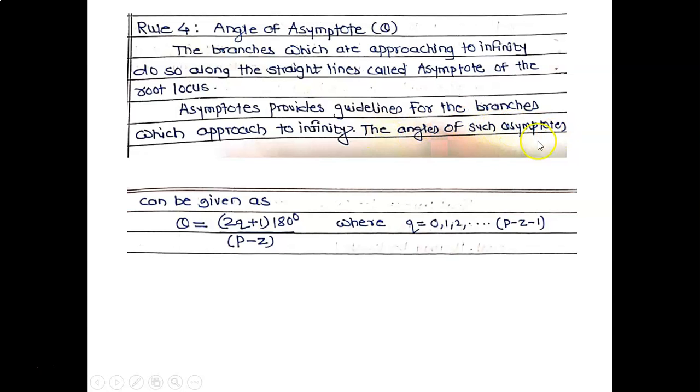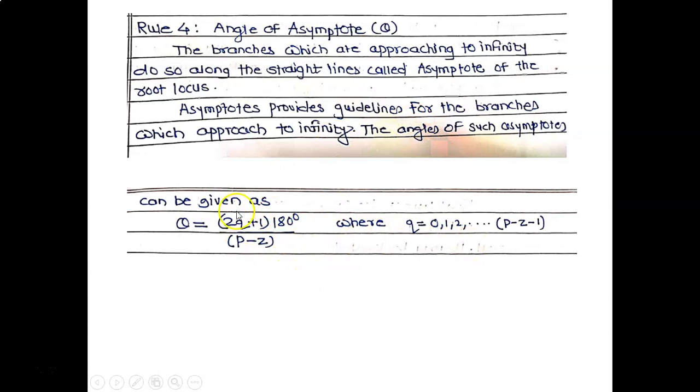The angles of such asymptotes can be given as theta is equal to (2q plus 1) into 180 degrees divided by (p minus z), where q is equal to 0, 1, 2, up to p minus z minus 1. Therefore we have to substitute according to the number of branches. If 2 branches are there, then we substitute q is equal to 0 and q is equal to 1. If 3 branches are there, we substitute q is equal to 0, 1 and 2, and we can find out theta 1, theta 2, theta 3. It is a simple calculation.